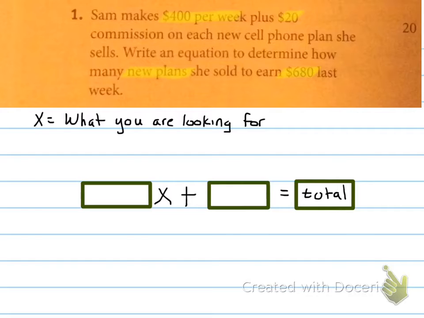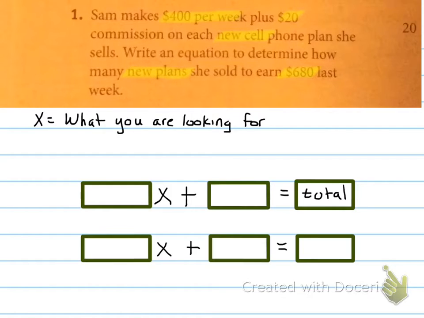So, what is X? Well, X, I've kind of told you. What are you looking for here? We'll do that in red. X is how many new plans. Number of new plans.